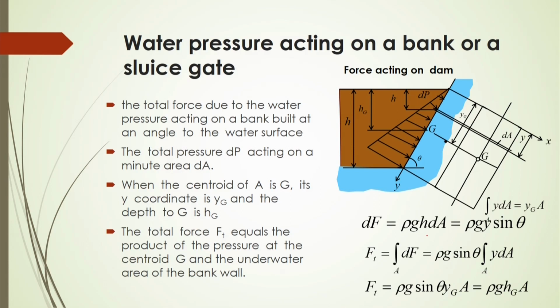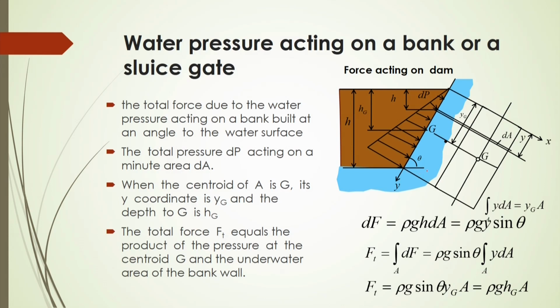So, what will be the water pressure whenever it is acting on a bank or a sluice gate? In this diagram you see this is one dam, this is the water body, and this is the gate, and see how force is applied here. We can see the total force due to the water pressure acting on a bank that is built at an angle theta to the water surface.